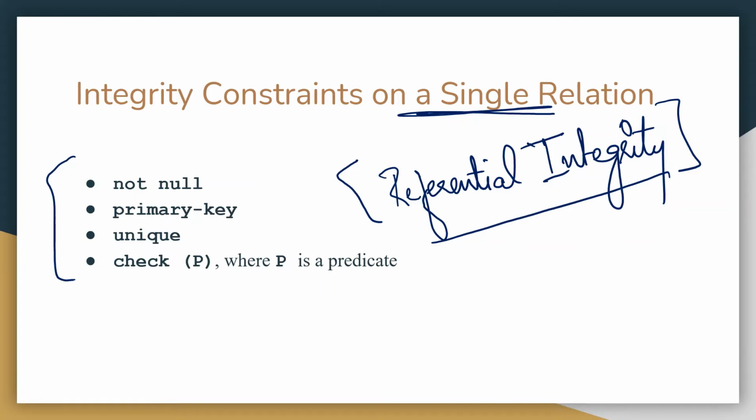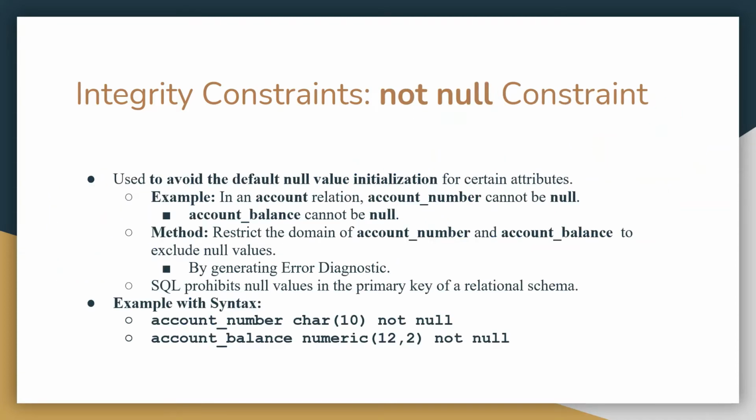So we have the constraints not null, primary key, unique, and check P, where P is a predicate. Over here, check is basically a clause and it has this P as a predicate, which is basically a condition. We'll talk about these in detail and take them up one by one. So let's start with the not null constraint, the first constraint.